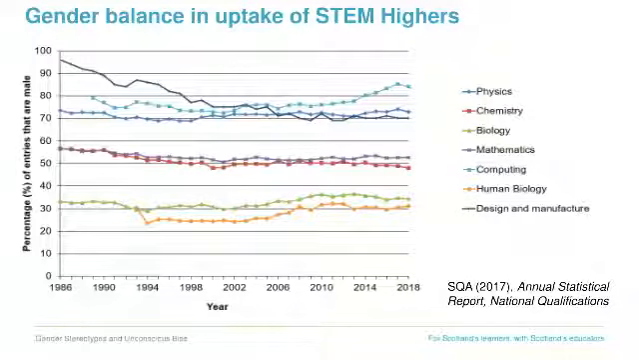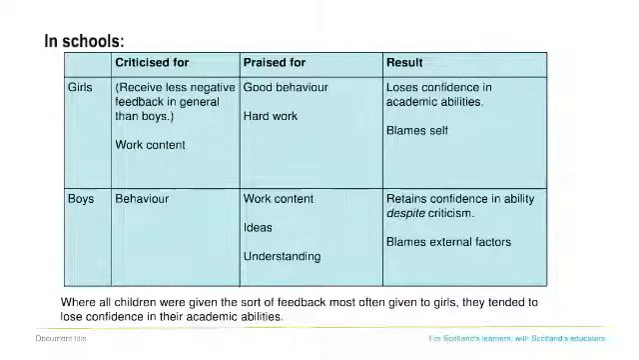And this is what we are going to explore now. This table shows the findings from research exploring the kind of feedback given to pupils. The research revealed that in schools, girls were less likely than boys to receive negative feedback. However, when they were criticised, it was more likely to be focused on the content of their work, and they were more likely than boys to be praised for their behaviour and effort. The end result was that girls had lower confidence in their academic abilities and were more likely to blame themselves if they felt they didn't perform well.